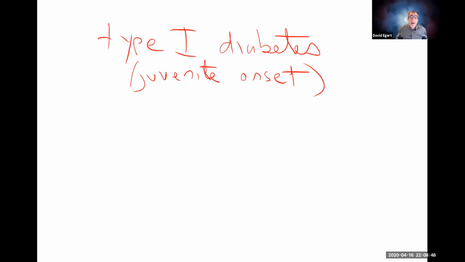If you have this kind of diabetes, you have to really monitor your blood sugar. As soon as your blood sugar goes up, you have to give yourself insulin shots. So you give yourself lots of shots every day.